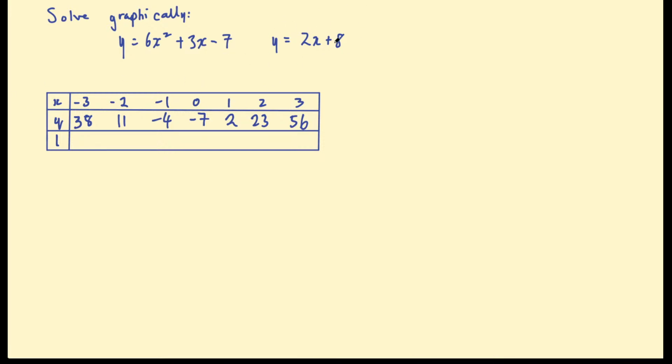Okay. Then for the straight line, y equals 2x plus 8. Plugging these in. -6 plus 8 is 2. -4 plus 8 is 4. And then we're going up by 2's. So 6, 8. Sorry, a straight line will always have that constant scale for their values of y.